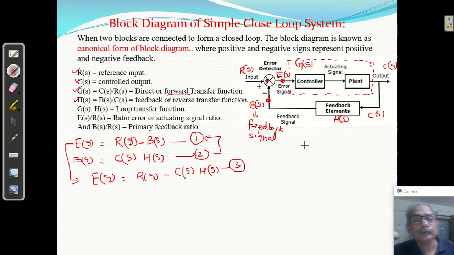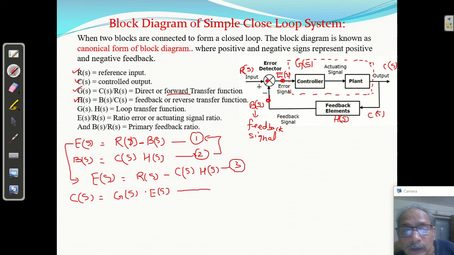Now you got E of S. Now what is the value of C of S? From this, C of S equals E of S into G of S. C of S equals G of S into E of S, right? This into this. And E of S from 3, this is equation number 4.